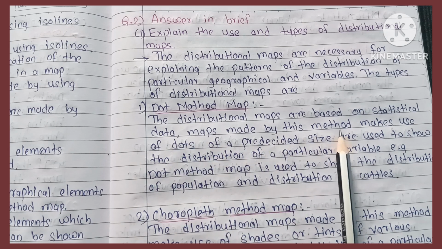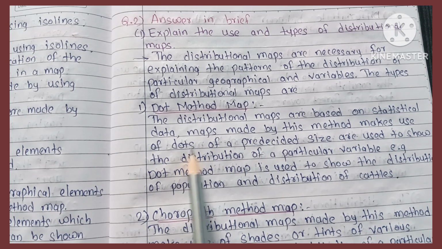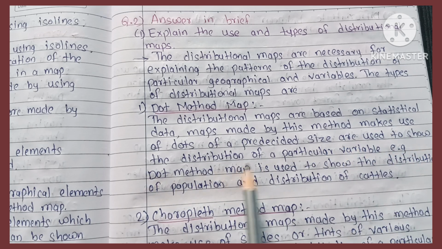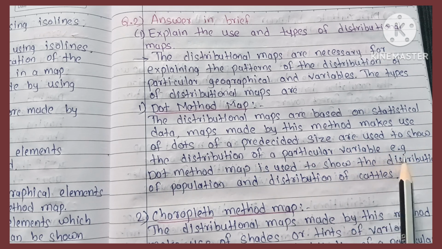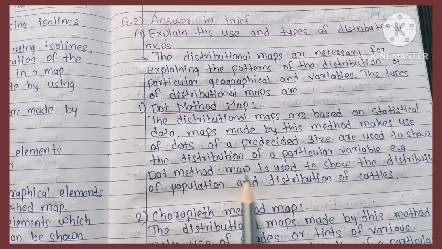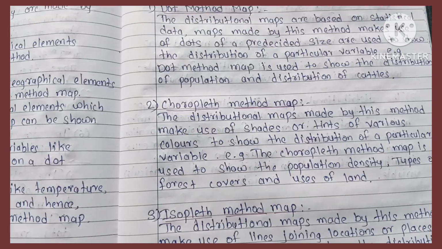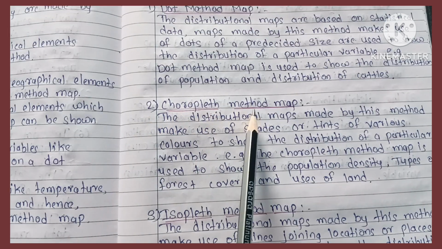Maps made by this method make use of dots of a pre-decided size to show the distribution of a particular variable. Example, dot method map is used to show the distribution of population and distribution of cattle. Next method, choropleth method map.